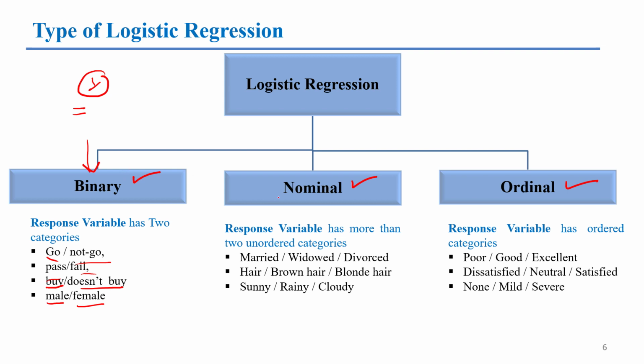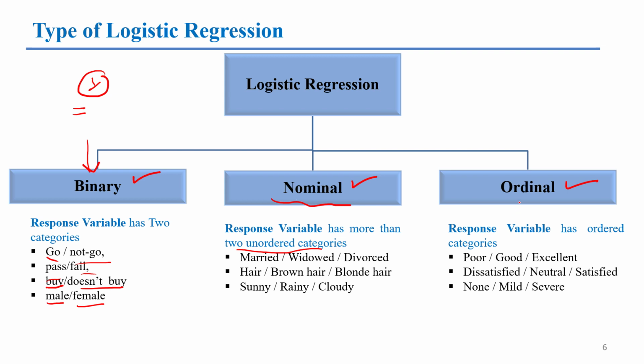If the dependent variable has more than two categories, and they do not have any order preference, so the unordered categories, in that case we should apply nominal logistic regression, which is normally called multinomial logistic regression, right?